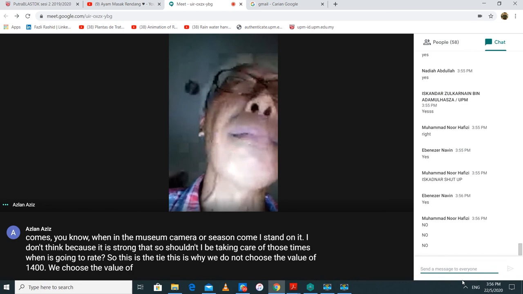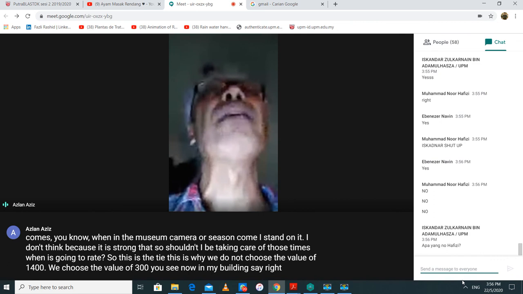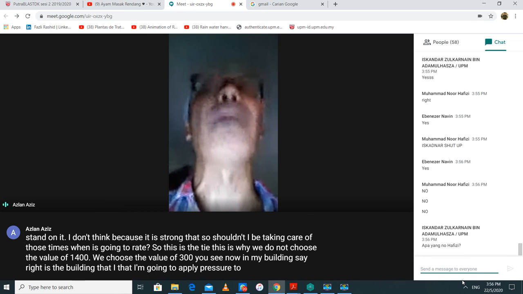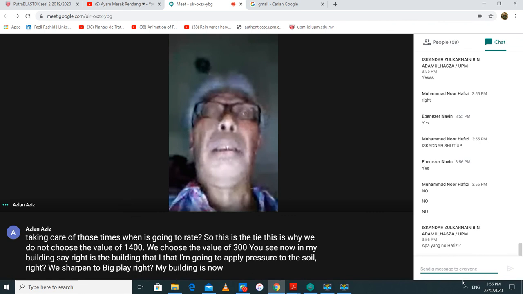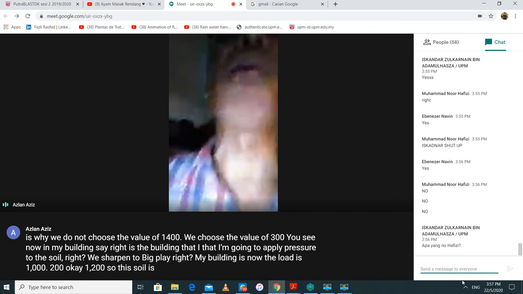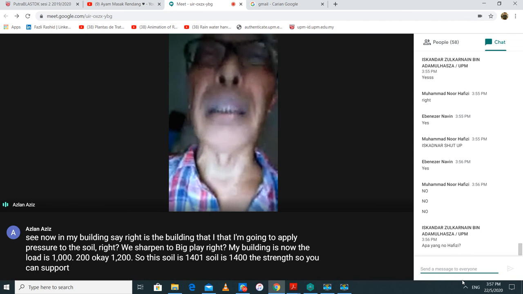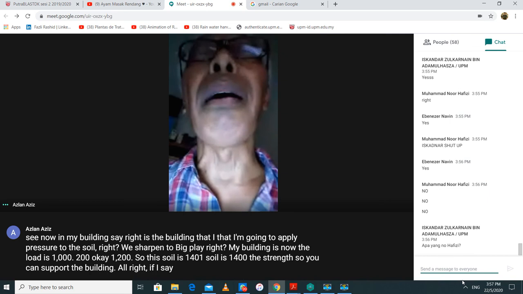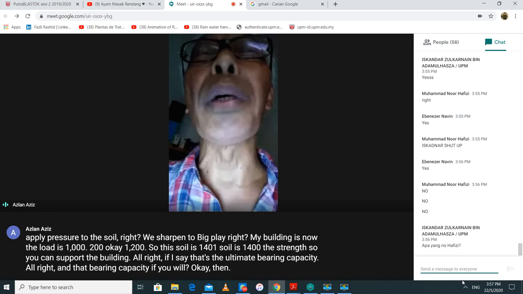Now, say in my building, I'm going to apply pressure to the soil, which happened to be clay. The load is 1,200. So the soil strength is 1,400, so it can support the building. And if I say that's the ultimate bearing capacity, the net bearing capacity, if you will, then I'm okay during the drained situation.